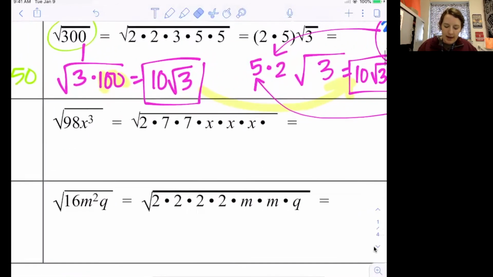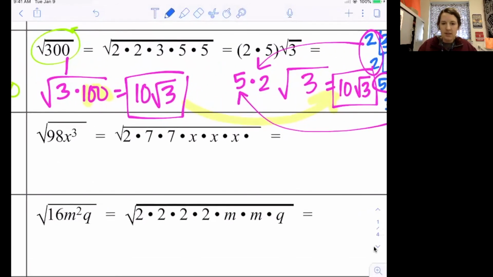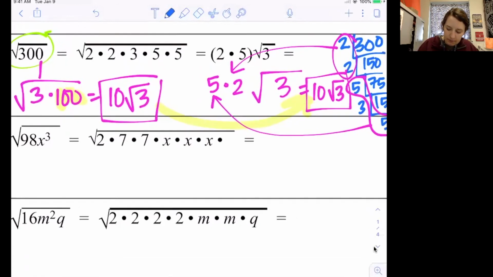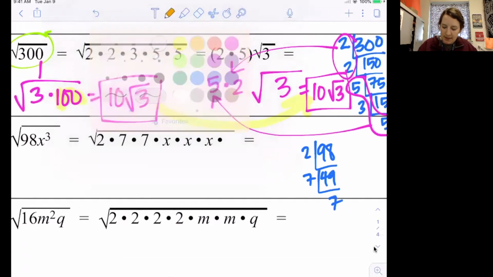All right, let's look at 98 times x to the third power under our radical. So we're taking the square root of 98x cubed. So I'm going to start with my 98. I'm going to divide that by 2, 49. Divide that by 7, and I get 7. So my prime factorization is 2 times 7 times 7.